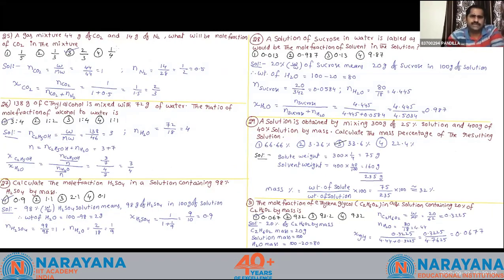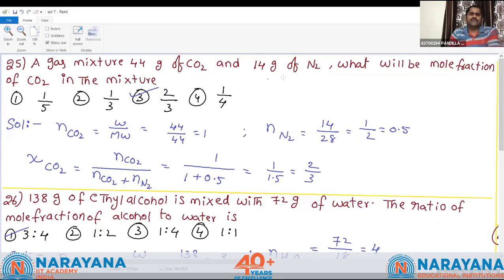Question: a gas mixture contains 44 grams of CO2 and 14 grams of nitrogen. What will be the mole fraction of CO2 in the mixture? Number of moles of CO2 is weight by molecular weight, 44 by 44, so we got 1. Number of moles of nitrogen is 14 divided by 28, we got 0.5 mole. Now the mole fraction of CO2 is number of moles of CO2 by number of moles of CO2 plus number of moles of N2, which is 1 by 1 plus 0.5, that is 1 by 1.5, which is 2 by 3. Option 3.